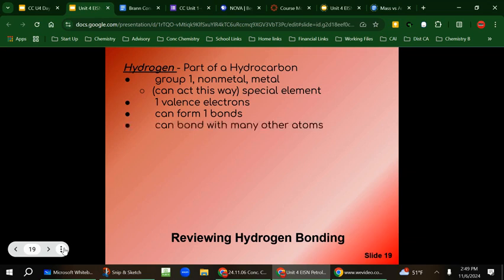Hydrogen is around the outside. Okay? Hydrogen, like carbon, can bond with a lot of other atoms. It can bond with nonmetals by acting like a metal. It can bond with nonmetals by acting like a nonmetal. So just like carbon, it can bond with almost any element on the periodic table, ladies and gentlemen. Just about any one. And it can bond with carbon atoms.